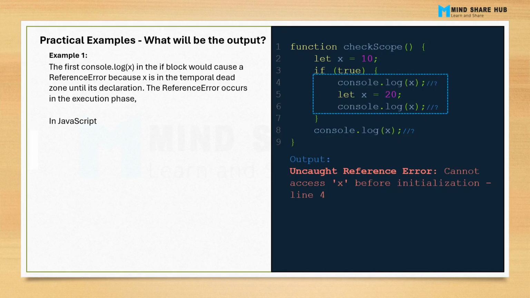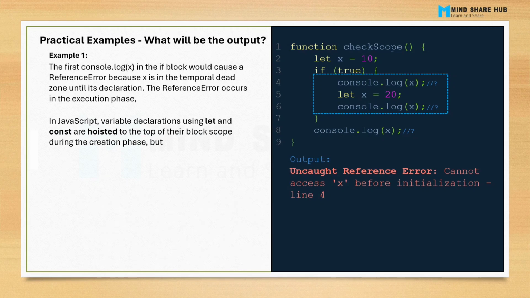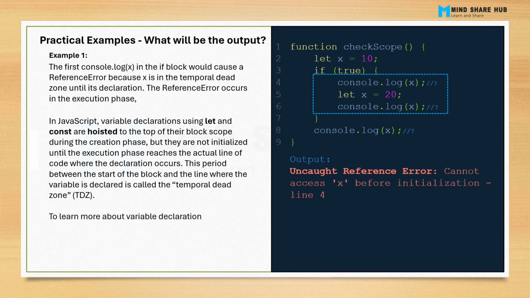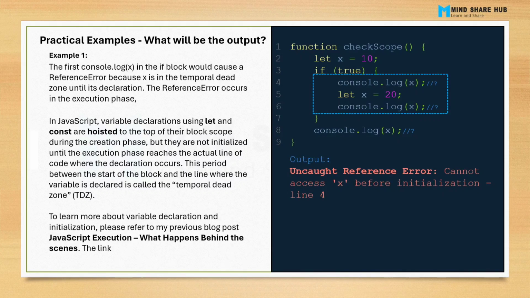In JavaScript, variable declarations using let and const are hoisted to the top of their block scope during the creation phase, but they are not initialized until the execution phase reaches the actual line of code where the declaration occurs. This period between the start of the block and the line where the variable is declared is called the temporal dead zone, TDZ. To learn more about variable declaration and initialization, please refer to my previous blog post, JavaScript Execution, What Happens Behind the Scenes. The link is provided in the video description.